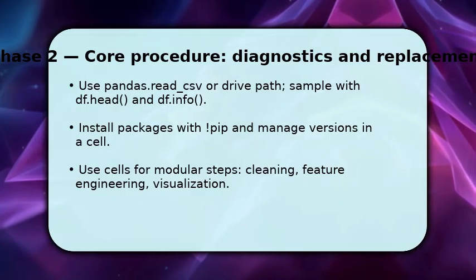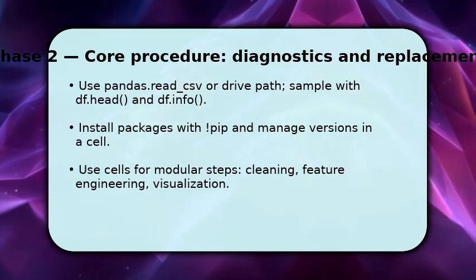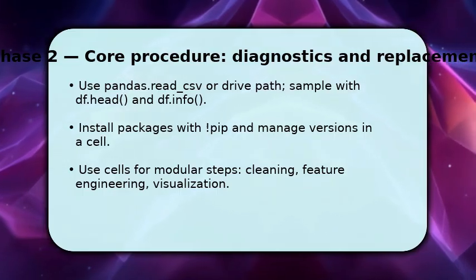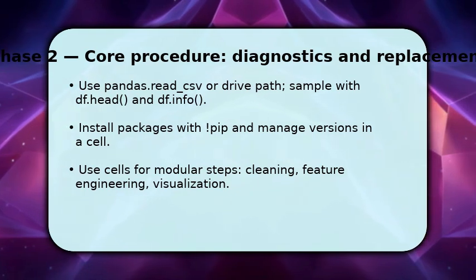Break work into cells, one for cleaning, one for feature engineering, one for modeling. Once you run visualizations, keep outputs inline and use inline charts to check assumptions. This structure keeps experiments reproducible and easy to iterate.